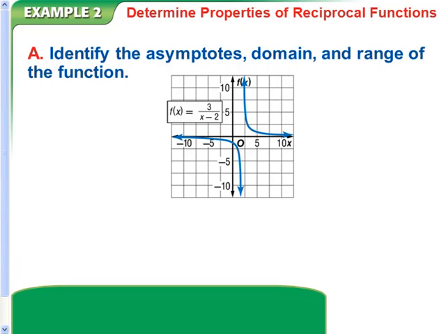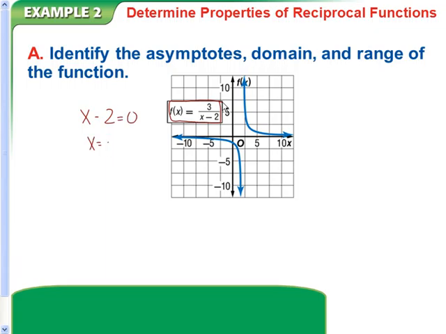All right, that's example 2. Now this one we have a graph, and it tells us our function right here, 3 over x minus 2, and we need to identify the asymptotes. Well, an asymptote appears when a function is undefined, so when the denominator equals 0. So this denominator equals 0, x minus 2 equals 0, when x is 2.